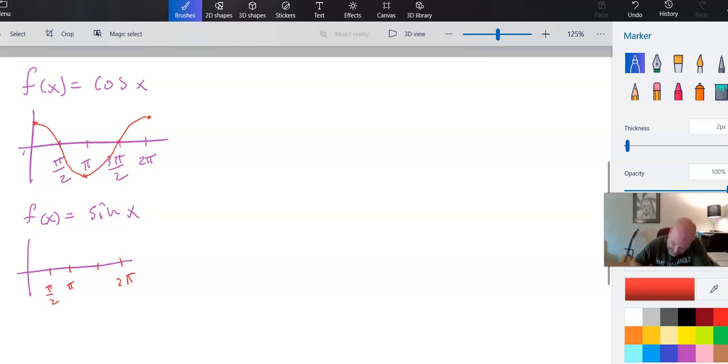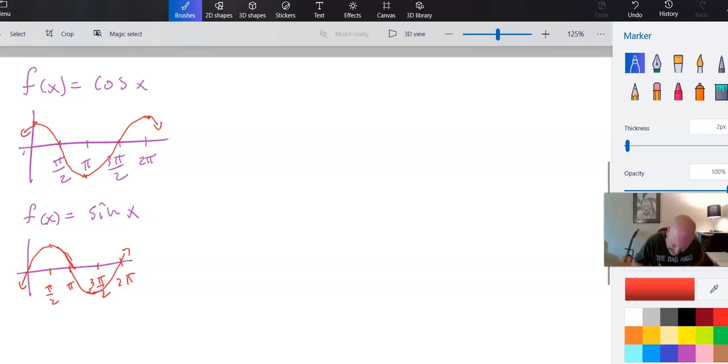Same 5 points. This time we start at 0, go up, right? And it bottoms out at 3 pi over 2 and then back up to 2 pi. Right? Boy, I still can't believe I just drew the wrong thing on there.